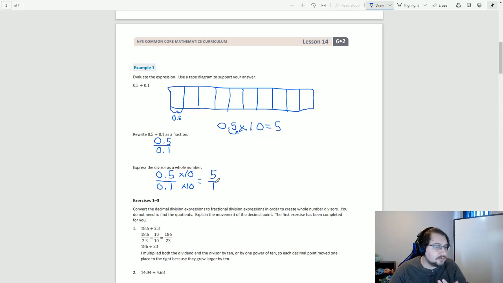And then 5 over 1, wait a minute, anything over 1 is just whatever I have in my numerator. So that's 5. And again, it should make sense that we're getting 5 as an answer here because we're doing the same exact question that we drew up here in this diagram. In fact, taking our 0.5 times 10, that's the exact same thing that we did in our diagram in the first place.